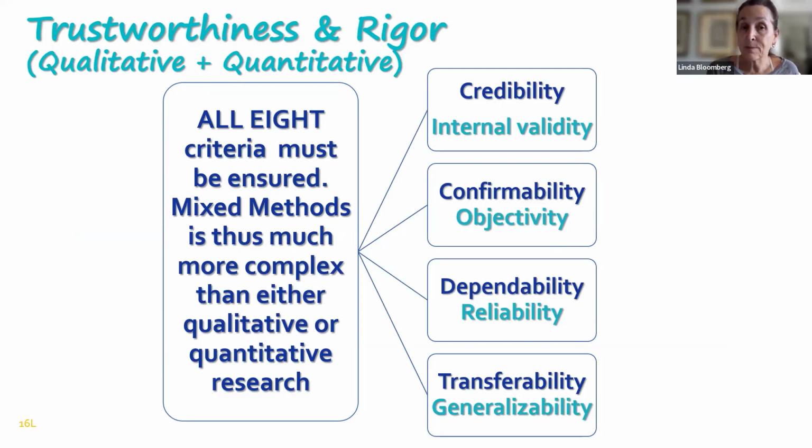So all 8 criteria must be ensured. Mixed methods is thus much more complex than either qualitative or quantitative research, because you have to take into account, and in the dark blue are the qualitative: credibility, confirmability, dependability, and transferability. But you also cannot forget, by the wayside, the internal validity, objectivity, reliability, and generalizability that characterize quantitative. So there are your 8 criteria. They have to be satisfied, all 8 of them, in your one study.